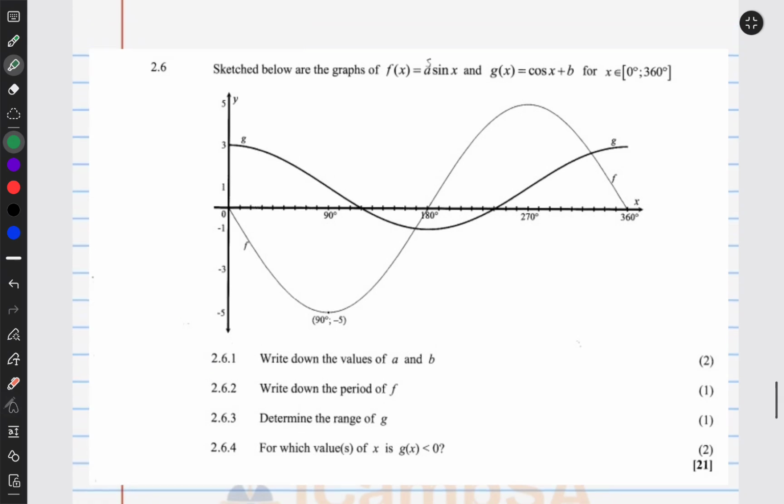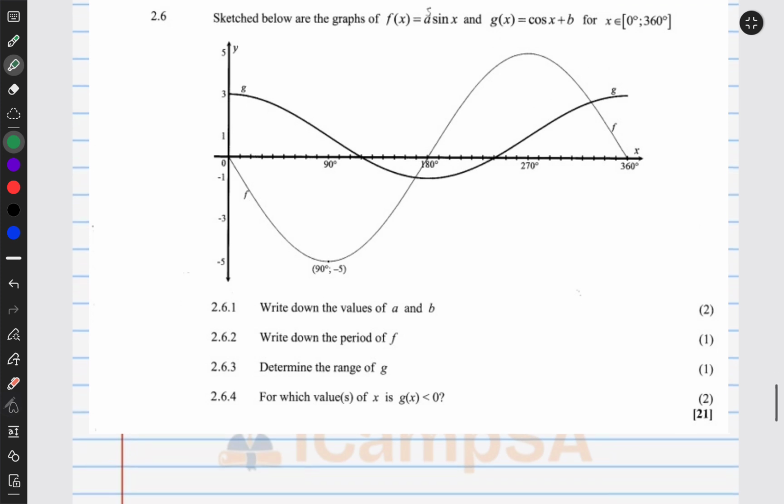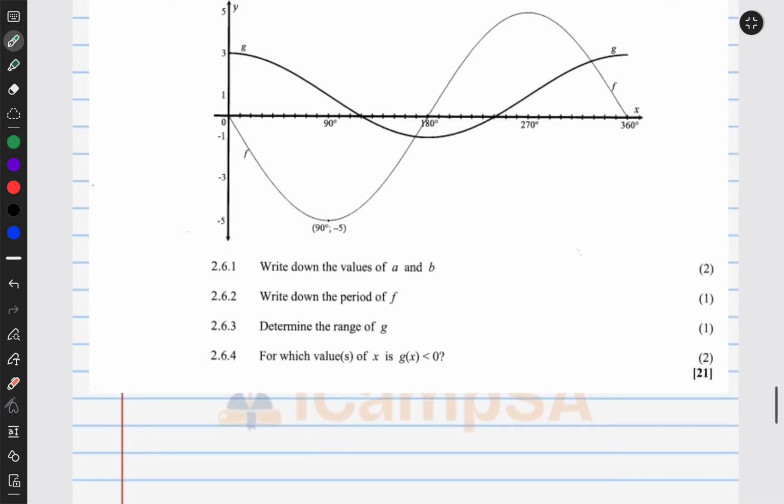And then let's come to the cosine function. We see it starting from 3 going down to -1. So the highest point is 3 and the lowest point is -1. That tells us that this cosine graph has been shifted, and that's why we have the b there. It has been shifted upwards. Okay, so that is that. Let's get into answering the questions. First things first, we have 2.6.1.